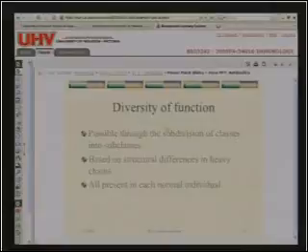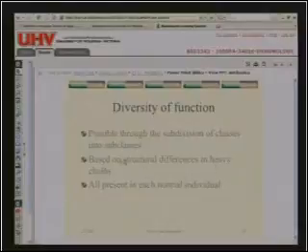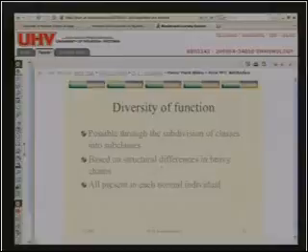This diversity of function is possible through the subdivision of classes into subclasses, based on structural differences in the heavy chains. So all these types, IgG, IgM, IgD, IgA, why is there a variation among the different types? Because of the heavy chain molecules, which differ structurally. And all these different varieties of Ig type are present in the normal individual.